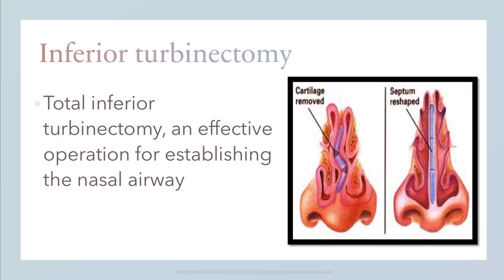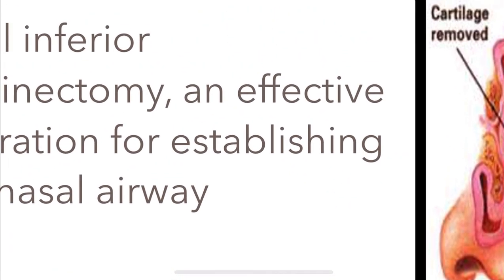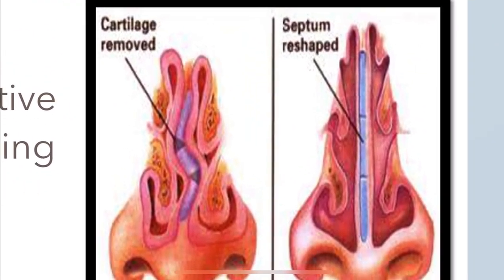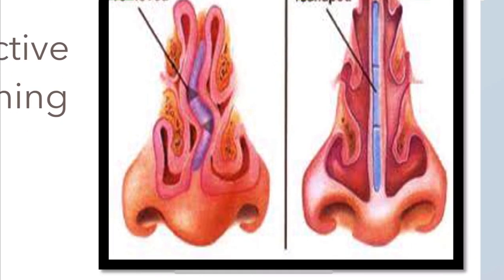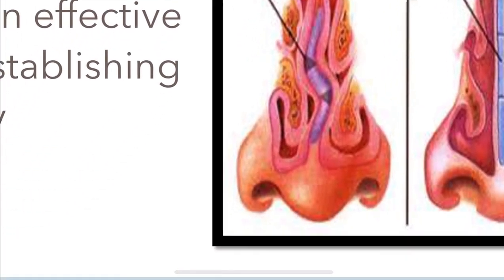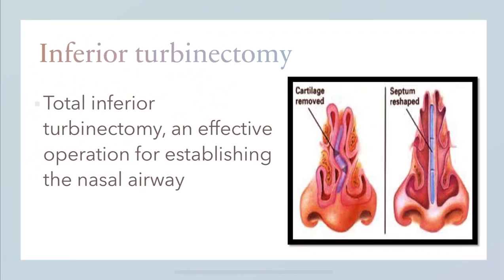Inferior turbinectomy. Total inferior turbinectomy, which is the removal. They are removing the turbinate, the inferior turbinate of the nose. Total inferior turbinectomy is an effective operation for establishing the nasal airway. You can see in the picture, this inferior turbinate is chopped off and then it is establishing the nasal airway.